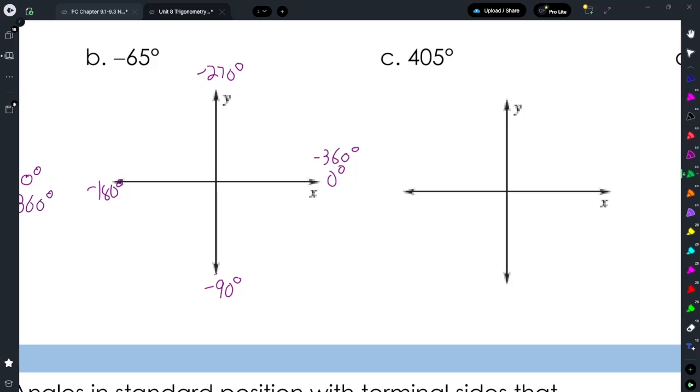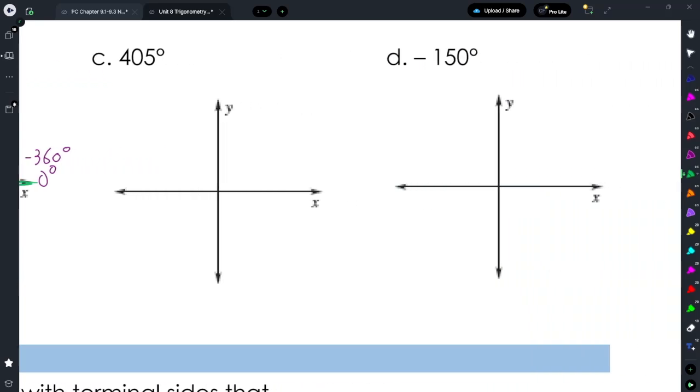So negative 65 will be less than negative 90 degrees in magnitude. We're talking about rotations. So it's going to be around here, and we're going to draw it this way. So that is a negative 65-degree angle.